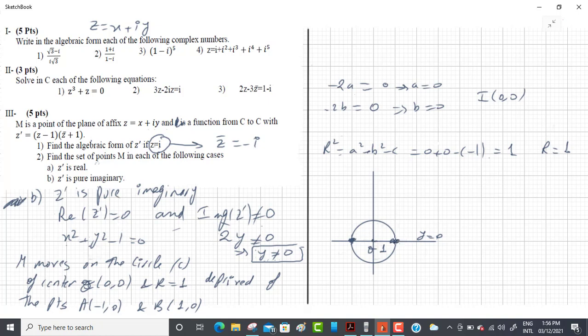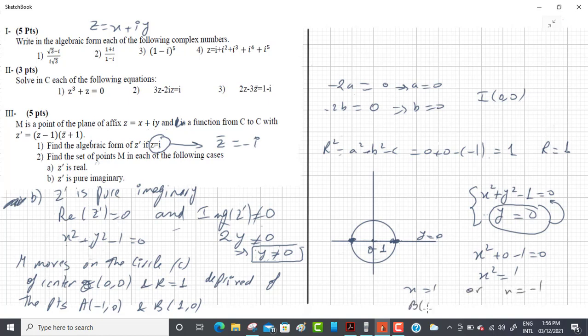I found it here graphically, but you can't always find these coordinates graphically. So what you have to do is set up a system: the equation of the circle and the equation of the straight line. This kind of system always has to be solved by substitution. You substitute y by 0 in the first equation, you obtain x squared plus 0 minus 1 equal to 0, x squared equal to 1, so x equal to 1 or x equal to minus 1. This is the point B 1 0 and this is the point A minus 1 0.